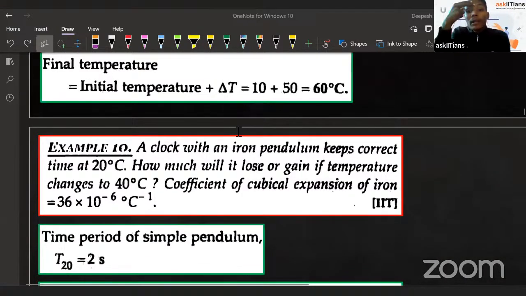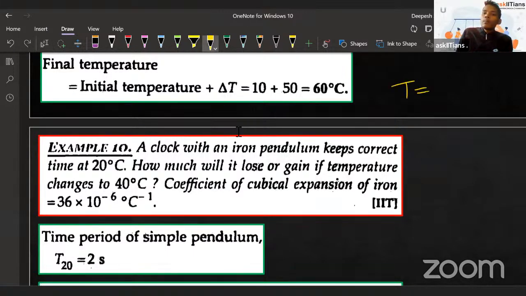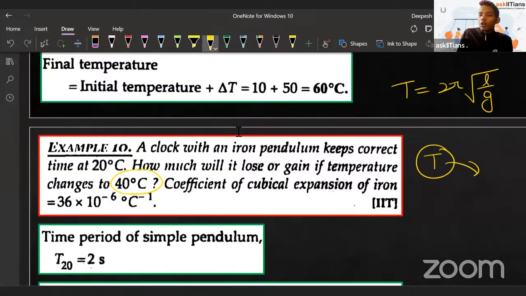A clock with the iron pendulum keeps correct time at 20 degrees Celsius. How much will it lose or gain if temperature changes to 40 degrees Celsius? Of course, as you clearly know, the time for a pendulum depends on this factor, 2 pi root L by G. Now, clearly you can see that when you are changing the temperature, then automatically length will change. When length will change, the time will change at the same time.